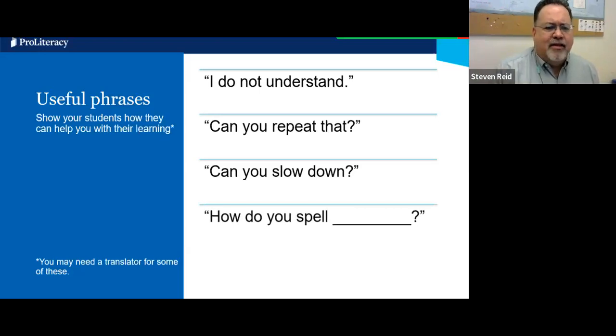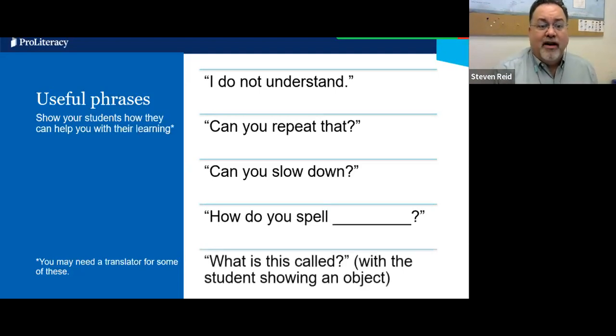Also, having them ask, how do you spell that? How do you spell this word? Or whatever word you just taught them, so that they can write that down. And then, what is this called? And they're holding up their pencil and pointing it at whatever their object is. Having them be able to say, what is this called? So that they can build that vocabulary of the things that are interesting to them. I think these five phrases in particular are going to be super helpful for you as you move forward through that first couple of weeks.